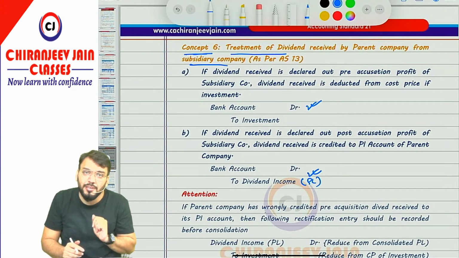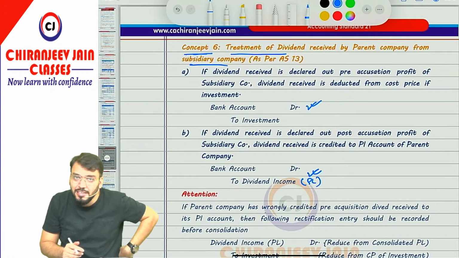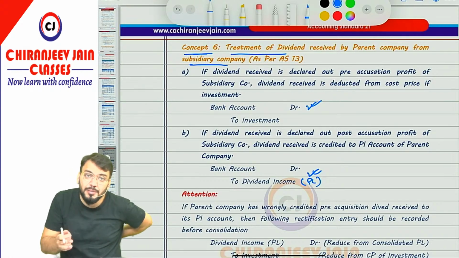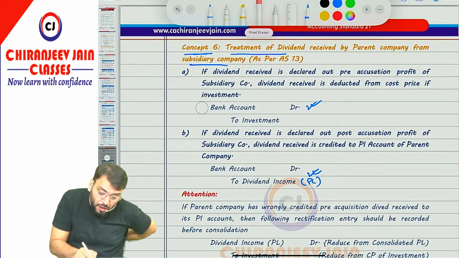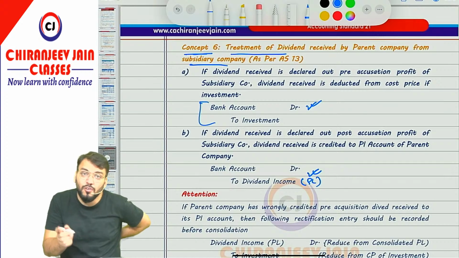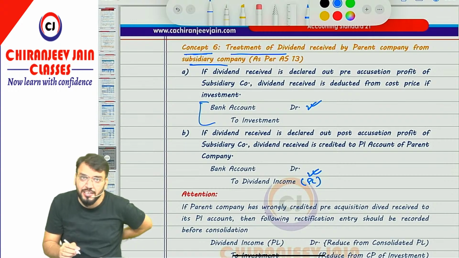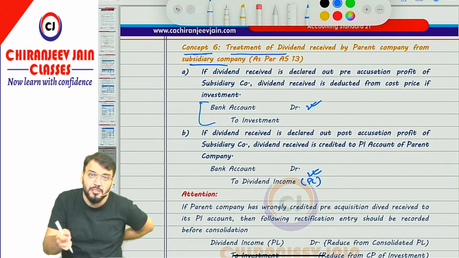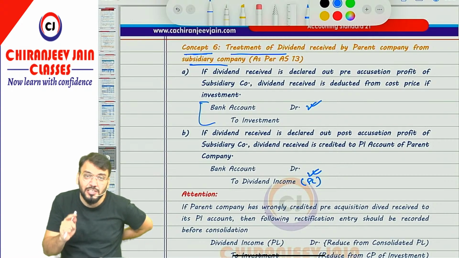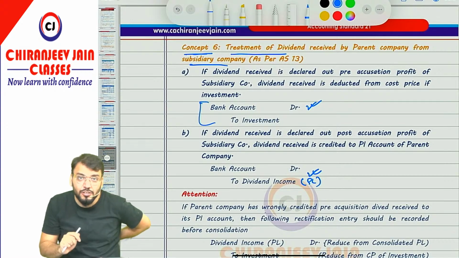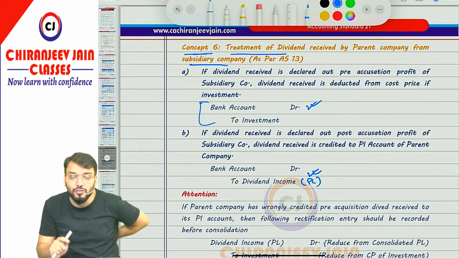But sometimes, as per the question given in the exam, they will say the pre-acquisition dividend received has been wrongly credited to the PL account. So if this is not correctly recorded, meaning the entire dividend received has been transferred to the PL account, it is wrong treatment. For wrong treatment you need to pass one correct journal entry before consolidation. What will be the correct journal entry? Whatever dividend received which was declared out of pre-acquisition profit has been transferred to the PL account, it means your PL account has been credited, but your investment account should have been credited.